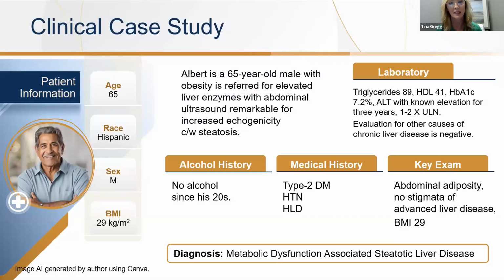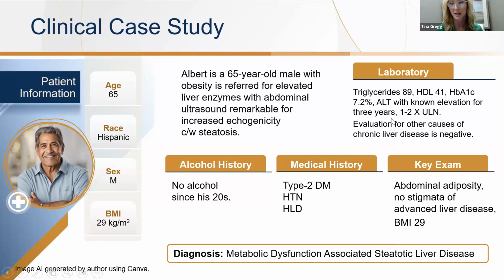And very commonly, he is being referred for elevated liver enzymes. He has an abdominal ultrasound that's remarkable for increased echogenicity, which is consistent with hepatic steatosis. When we look at his lab values, his triglycerides and HDL, not too bad. A1C is 7.2, not perfect, but we'll certainly take that.